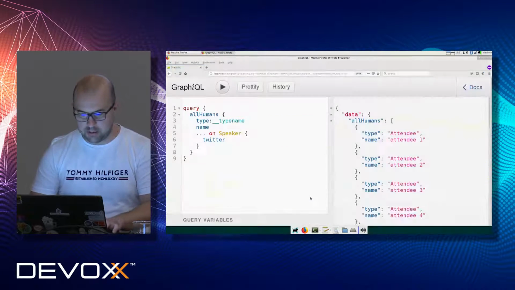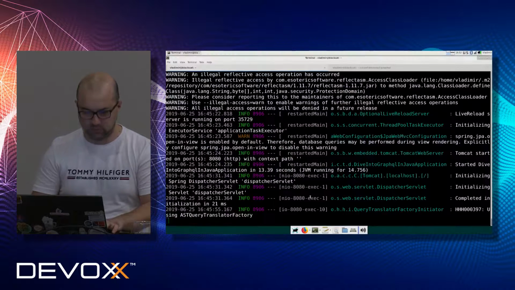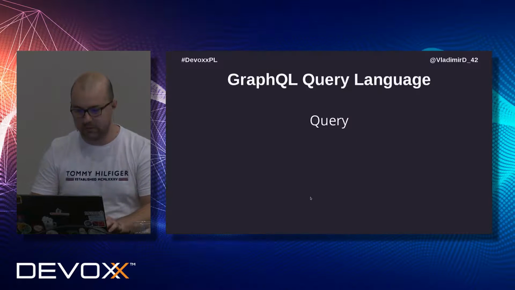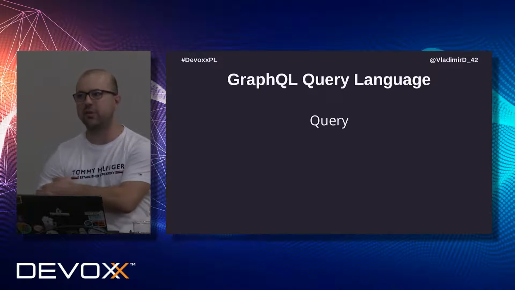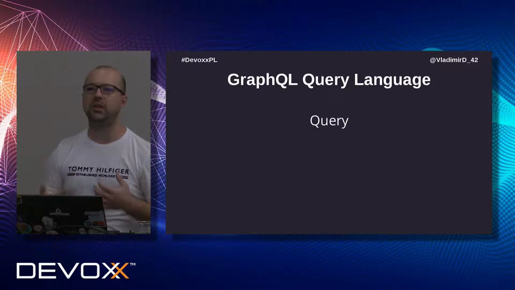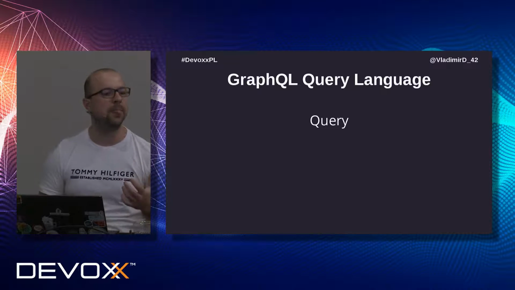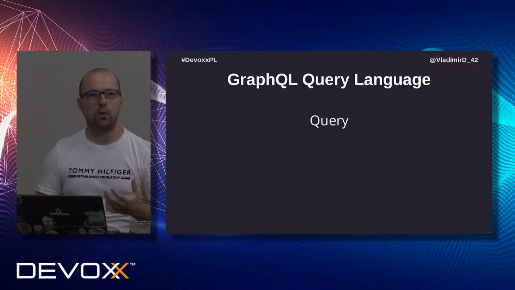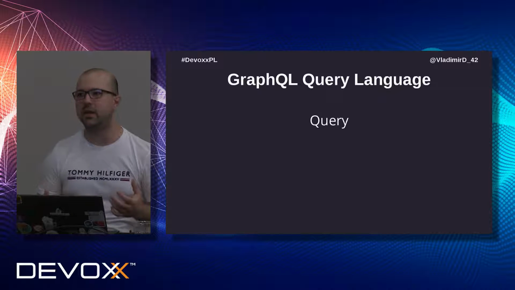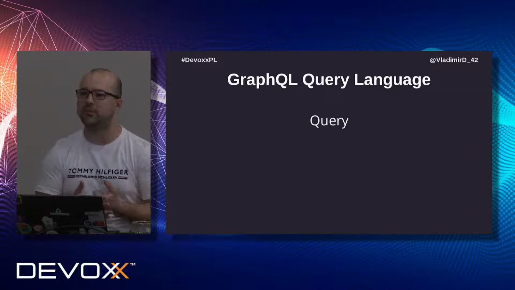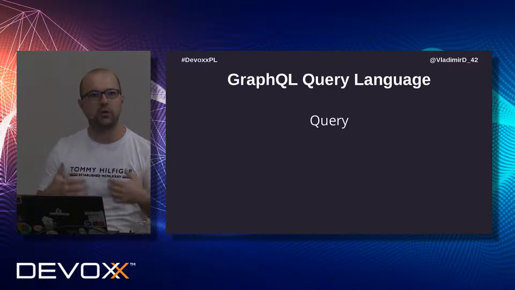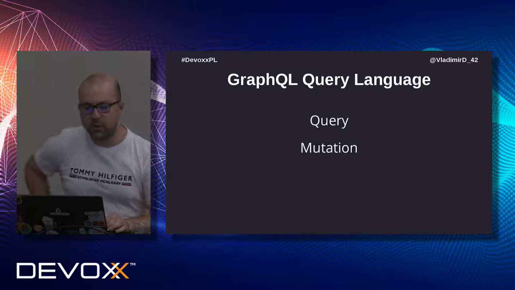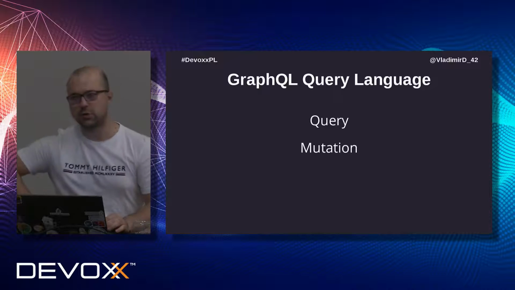So if we go back to, let's just kill this one, to this one, and we go back to the GraphQL query language, so far we were only reading the data, right? So only read only. And as we all know, if the only thing that we can do is just read the data, it's going to become not fun very fast, right? So we need a way to also change the data. For that, we use mutations. So how do we do the mutation?